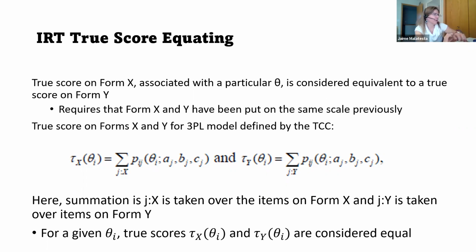Here the summation is over j in J_X, so it's taken over the items on form X. Similarly, we have a true score on form Y, which is essentially the sum of the model-based probabilities for a person with a particular theta of responding correctly to each of the items on form Y. So for a given theta i, we assume that the true scores on form X and form Y are considered equivalent.